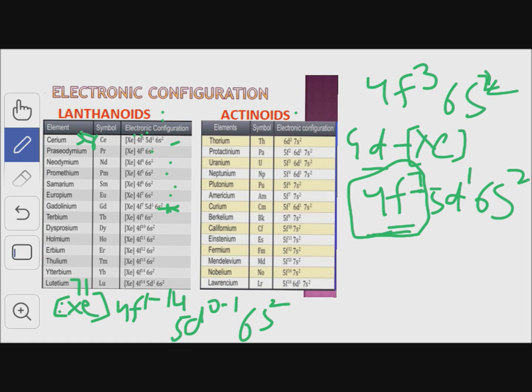Next is terbium. Here the electronic configuration is 4f9, 6s2, then dysprosium 4f10, 6s2, and it continues up to ytterbium, xenon 4f14, 6s2, and the last is lutetium 71, xenon 54, 4f14, 5d1, 6s2. It means lutetium has 14 electrons in the f orbital, a fully filled configuration or stable configuration.